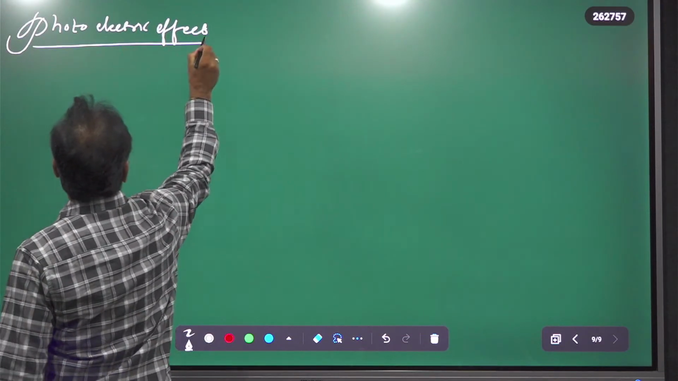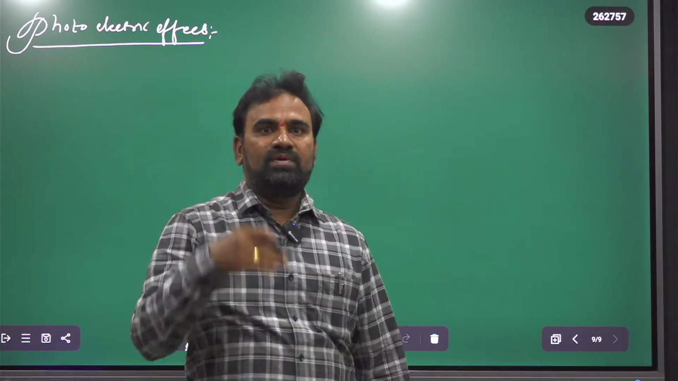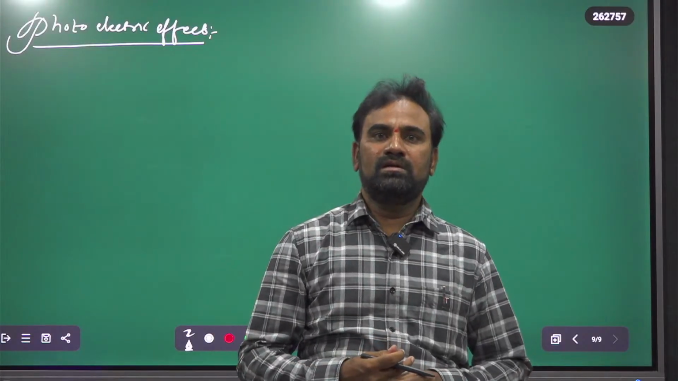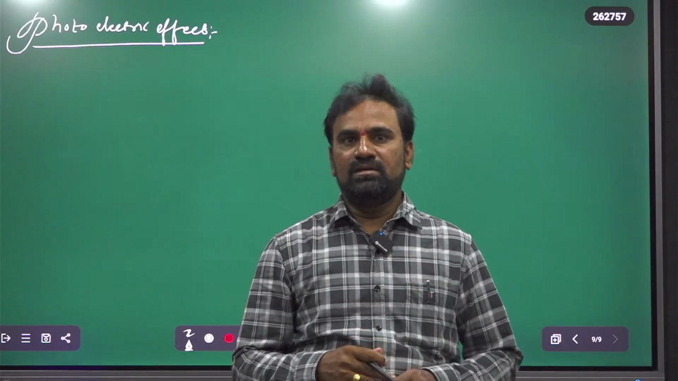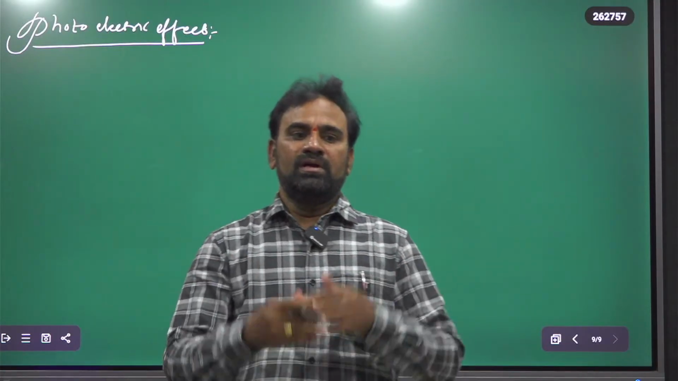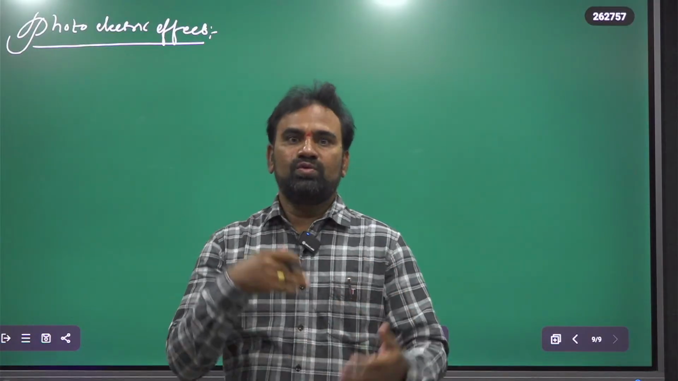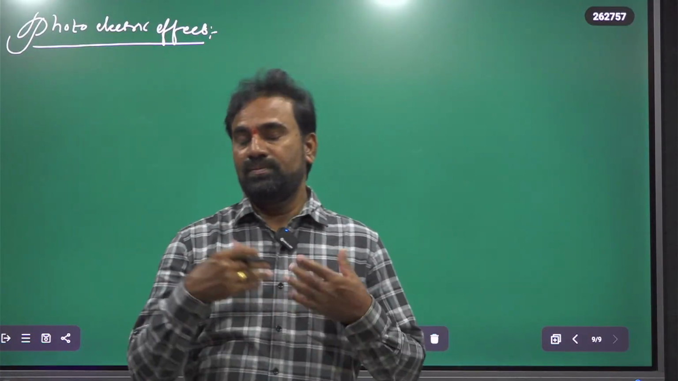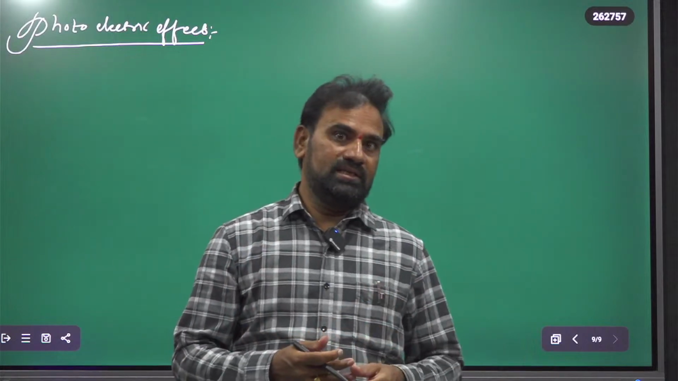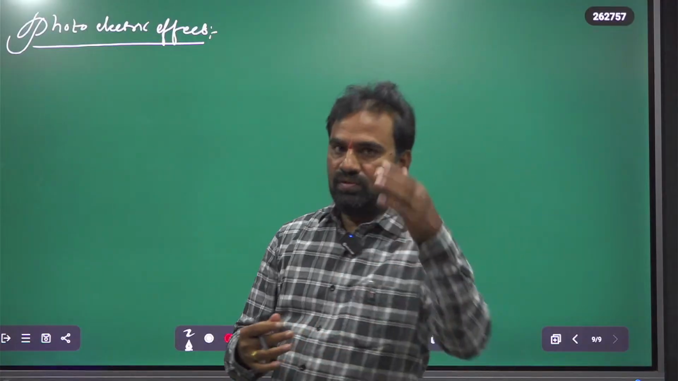Photoelectric effect. What is a photoelectric effect? When a suitable wavelength or suitable frequency of electromagnetic radiation is incident on certain types of metals, electrons are ejected from the metal surface. This phenomenon is called the photoelectric effect.